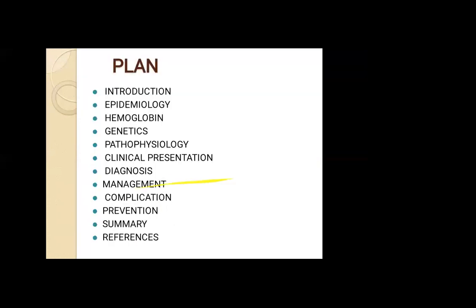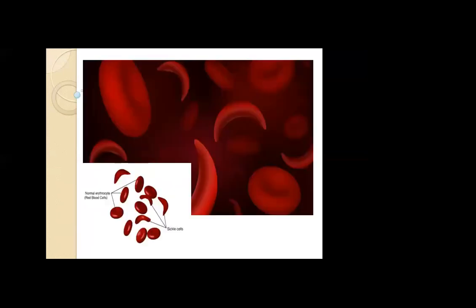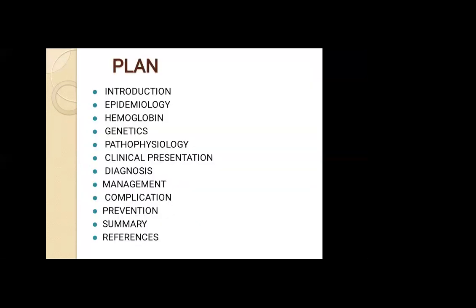So as you can see, this is what I'm going to present on sickle cell anemia, showing abnormal red blood cell shape. We'll follow this outline. We'll start with the introduction. We'll go to the epidemiology. We'll talk a little bit about hemoglobin, talk about the genetics of sickle cell anemia. We'll talk about the pathophysiology, clinical presentation, diagnosis, management, complications, prevention, and a summary.